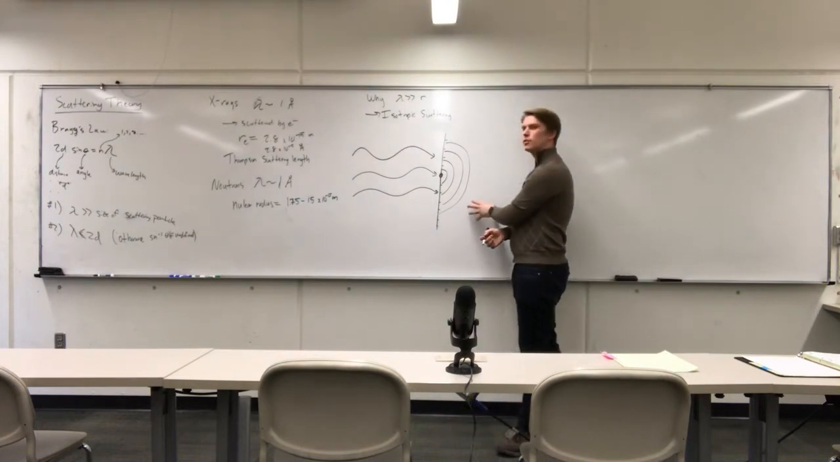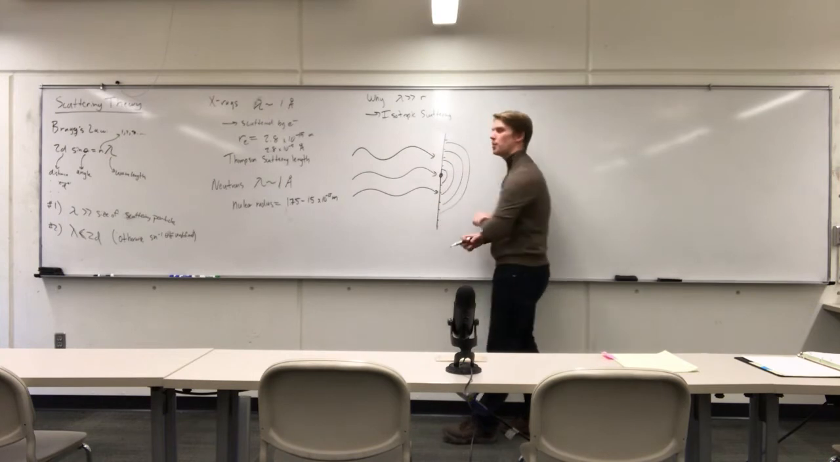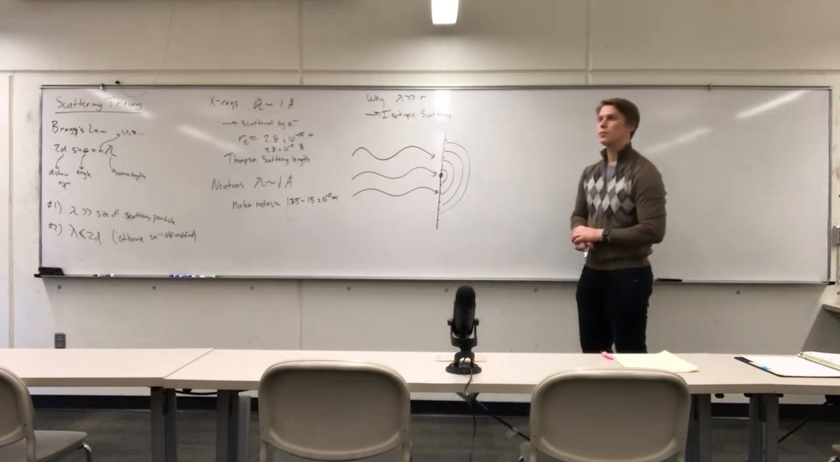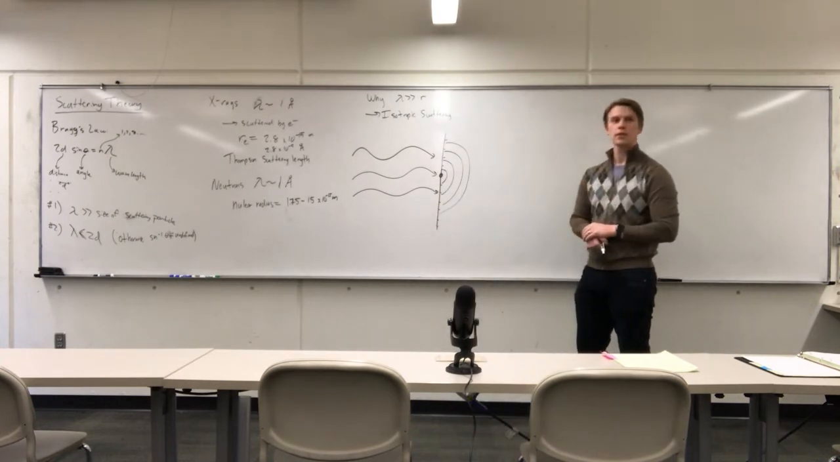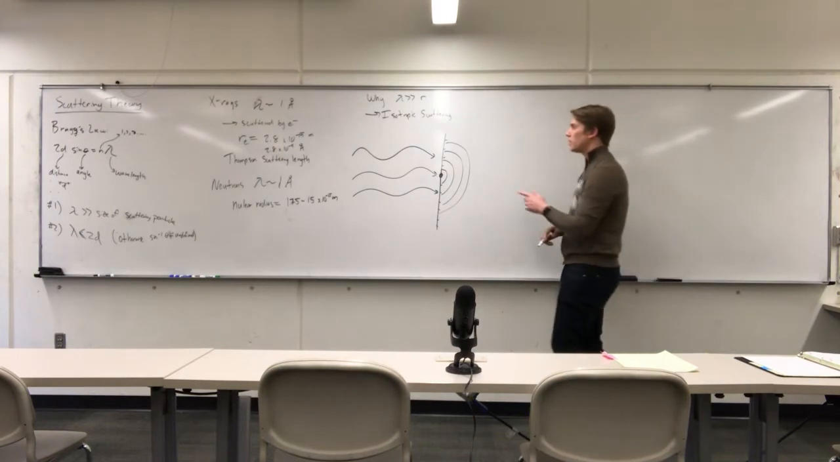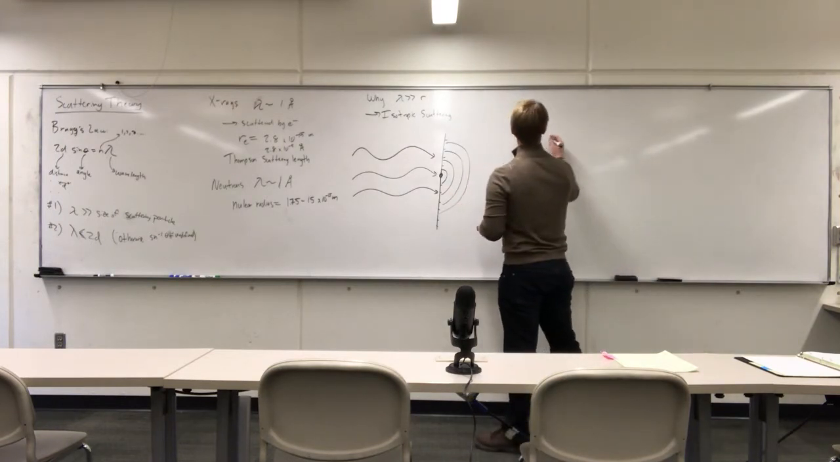Has everyone seen a single slit diffraction experiment? If not, we're going to do it today. This is the classic example of a single slit experiment where a lot of this wave-particle duality for electrons was deduced. But isotropic scattering is more general than that.